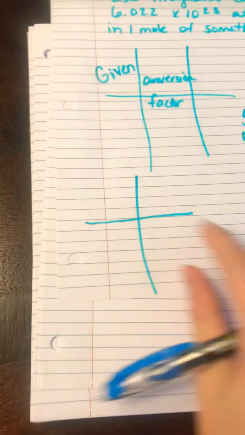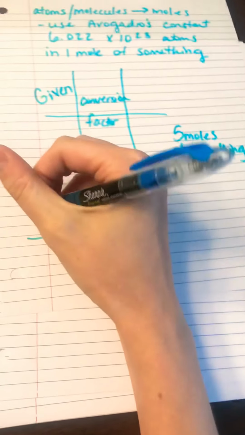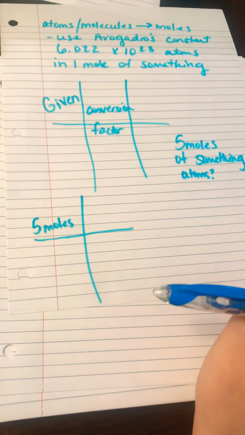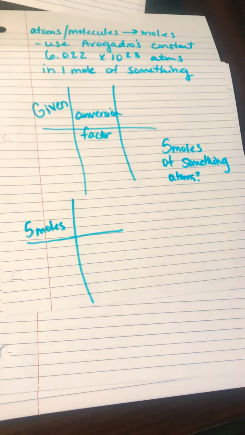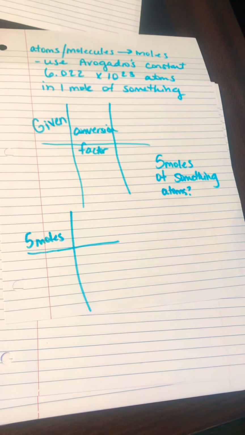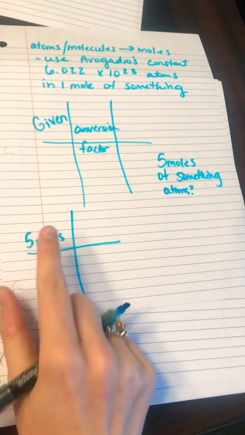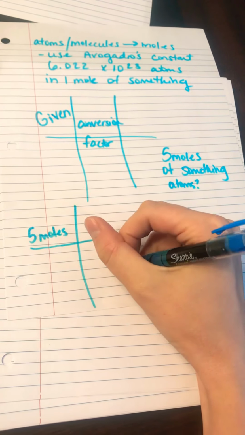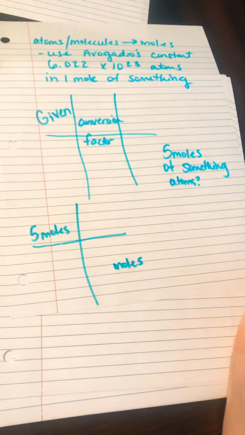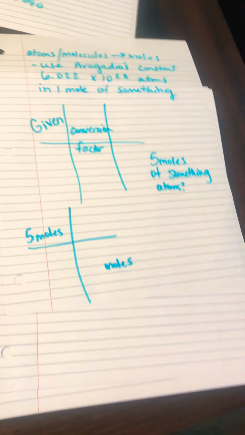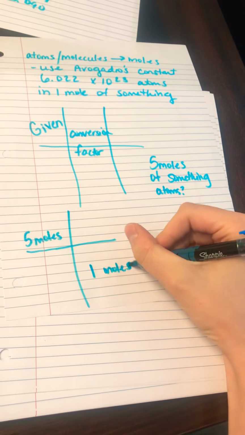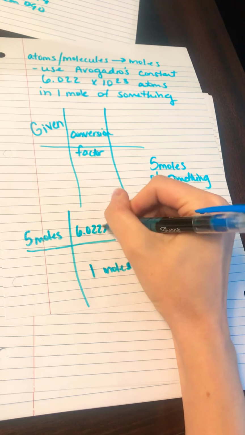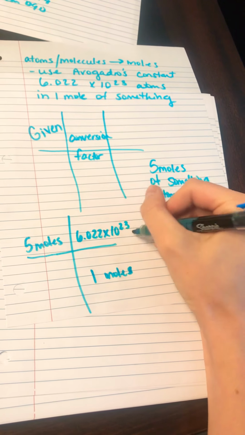So the first thing I'll do is I'll write what I'm given, which was 5 moles. And here is where I'll put the conversion factor, which is my relationship, which we just said was how many atoms are in a mole. So if I put moles up top here, moles has to be on the bottom down here, because they have to be top to bottom to cancel out, and I want them to cancel out. So in 1 mole, I have 6.022 times 10 to the 23rd atoms.